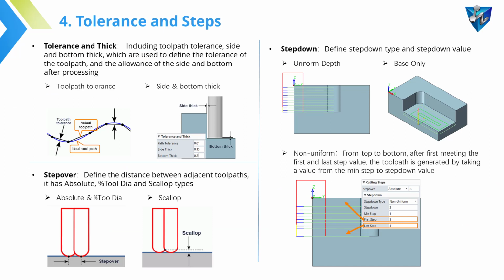Now let's go ahead. Next is tolerance and steps. It contains tolerance and thick and steps parameters. The 2x path tolerance is the tolerance between the actual 2x path and the ideal 2x path. And the side or bottom thick is to set the remaining material on the side or bottom. The step over value is to define the distance between adjacent 2x paths. It has three ways to specify its value. Okay, the next one is step down. The commonly used types are uniform depth, base only, and non-uniform depth. Later I will show you the details.